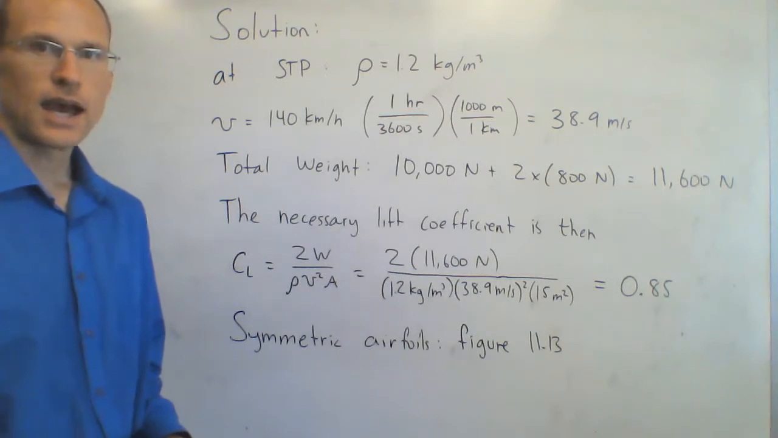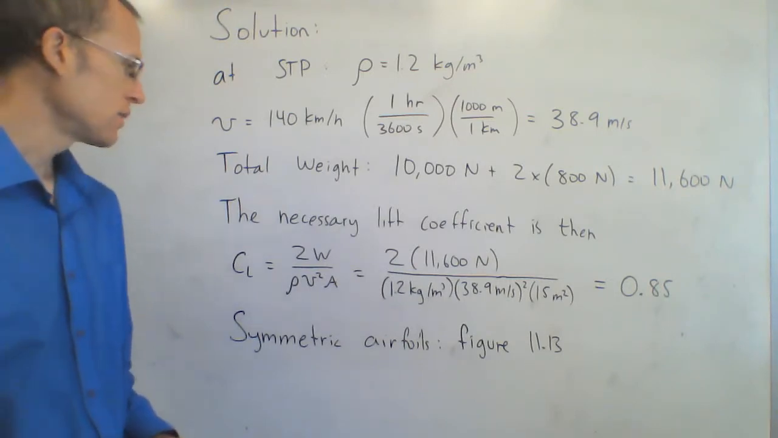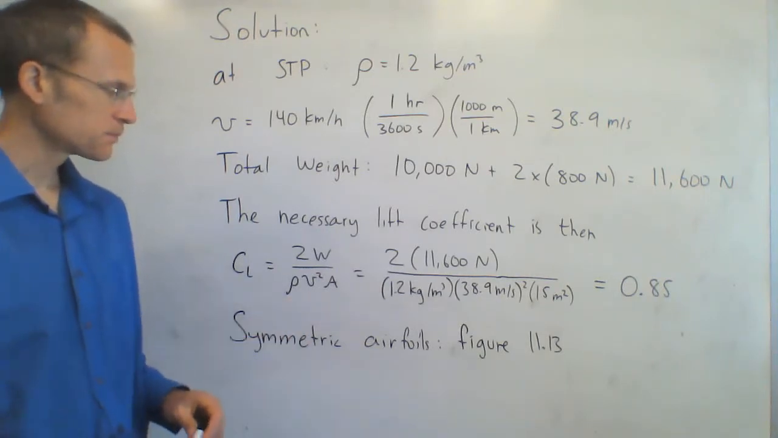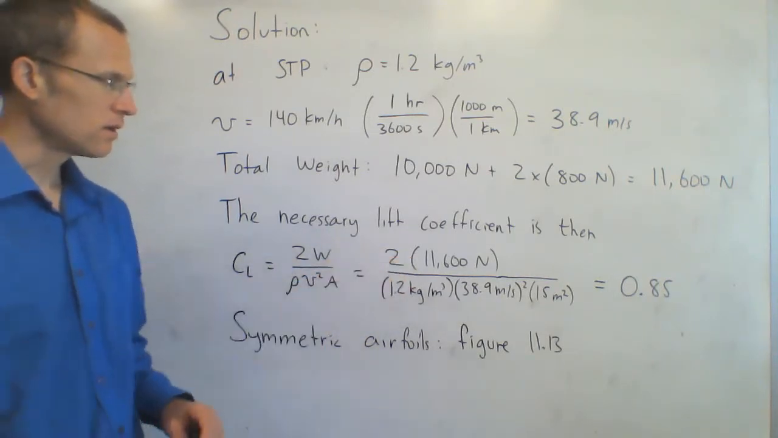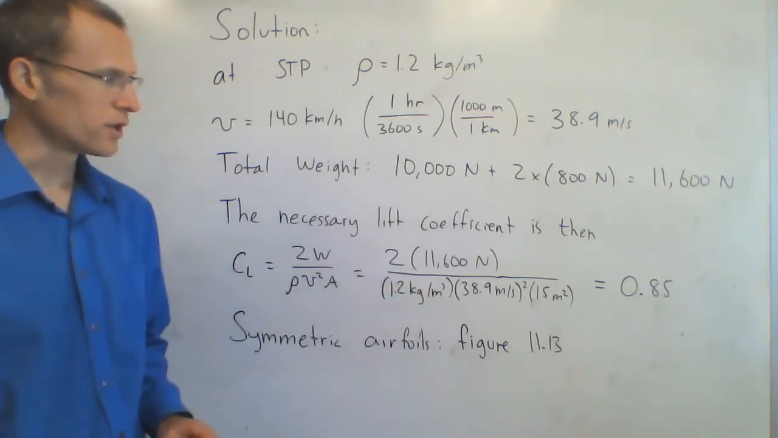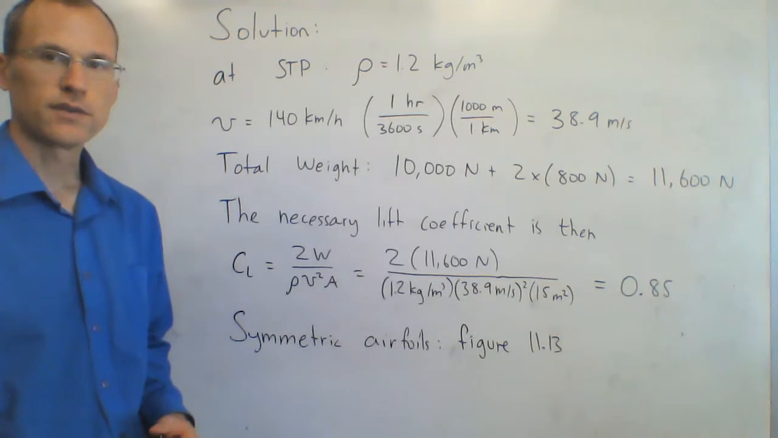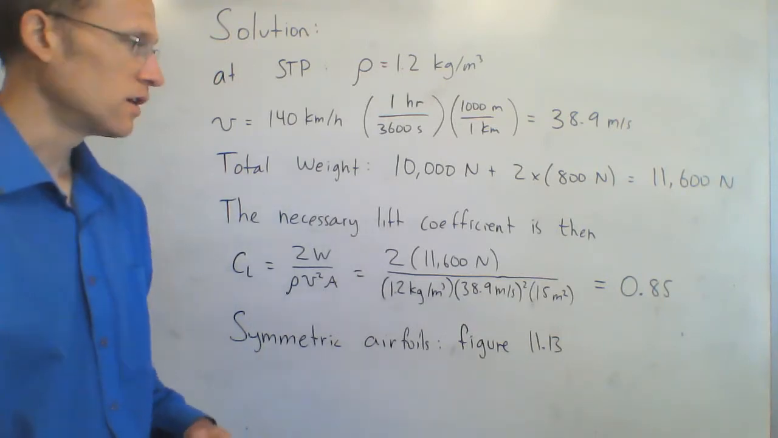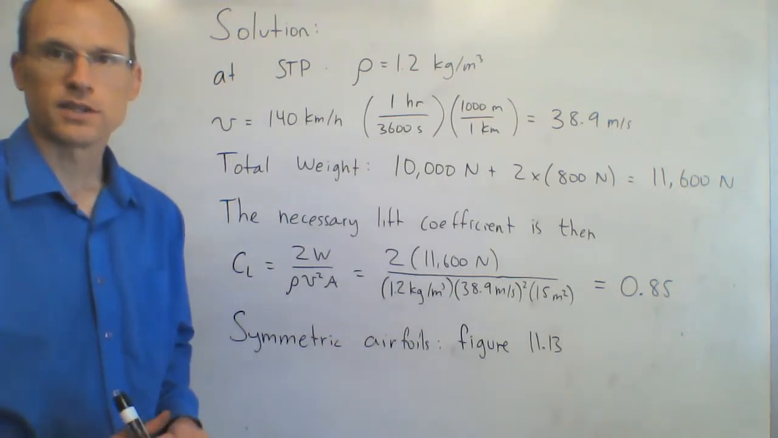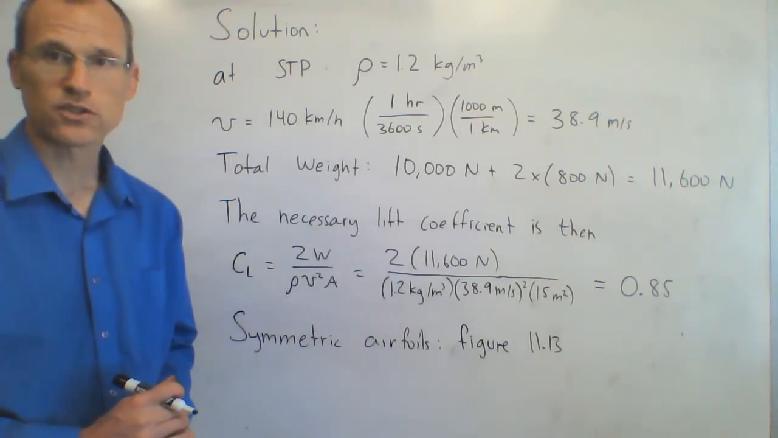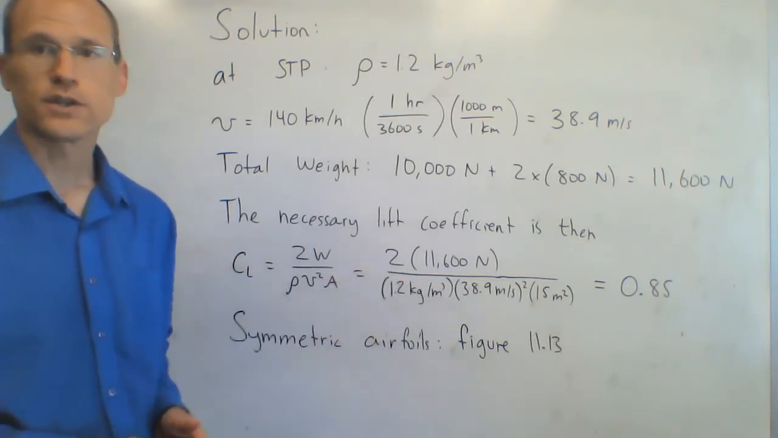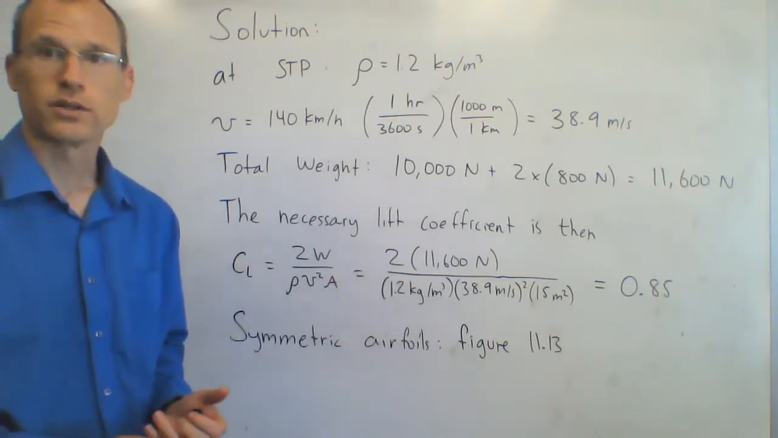And so from that, I can find the necessary lift coefficient. My lift coefficient is 2 times the weight divided by rho v squared area. So 2 times that total weight of 11,600 newtons, density 1.2, velocity 38.9, square that, and then my area 15 gives me a lift coefficient of 0.85. So that's what my wings need to be doing to achieve this takeoff speed. Now I know the wings are symmetric, so to find the angle of attack that corresponds to that lift coefficient, I can go to figure 11.13.